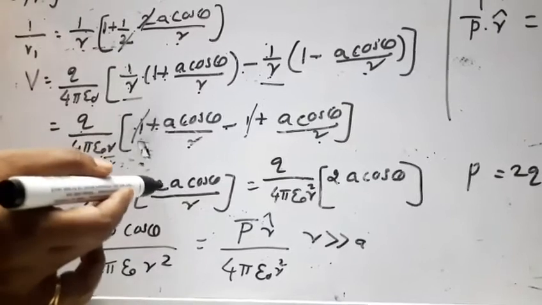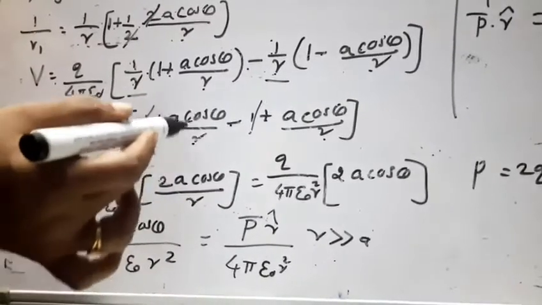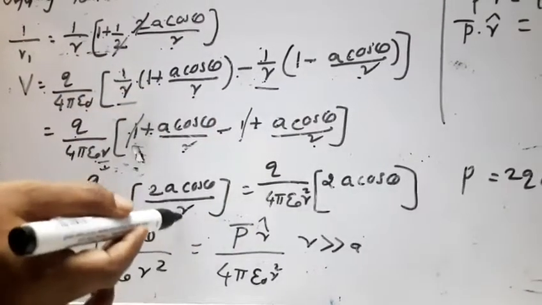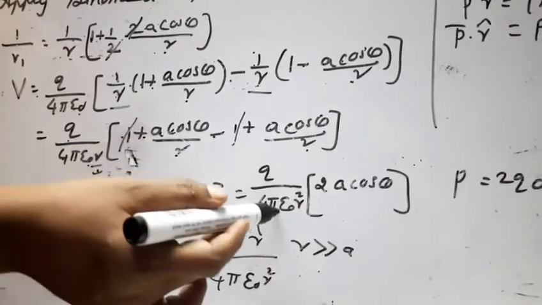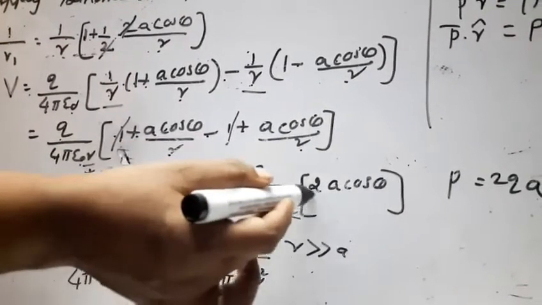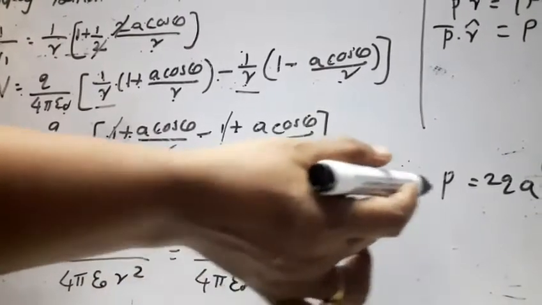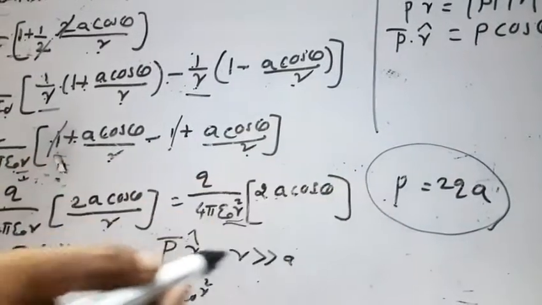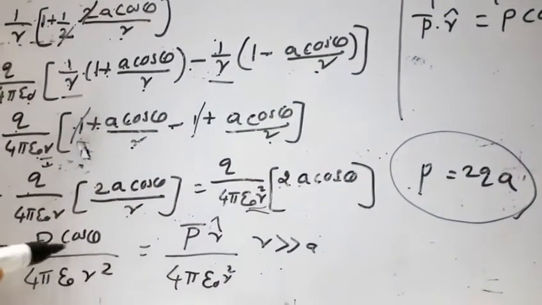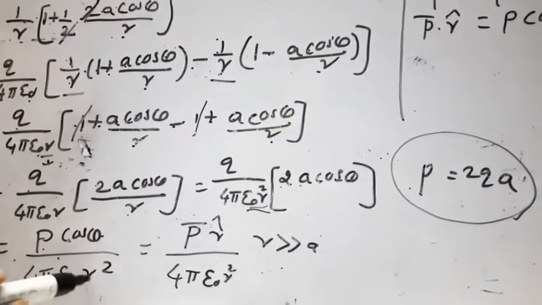Therefore a cos theta plus a cos theta means it is 2a cos theta by r. And next this r also you take it out. Therefore q divided by 4 pi epsilon naught r square, 2a cos theta. We know that 2aq is nothing but it is known as p. Therefore V equal to p cos theta by 4 pi epsilon naught r square.